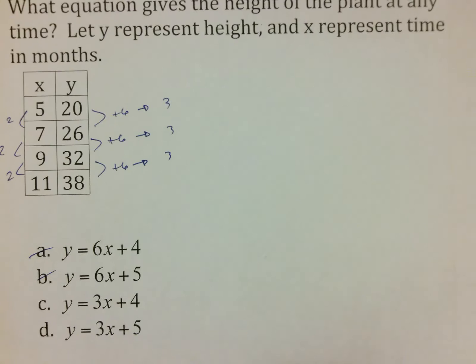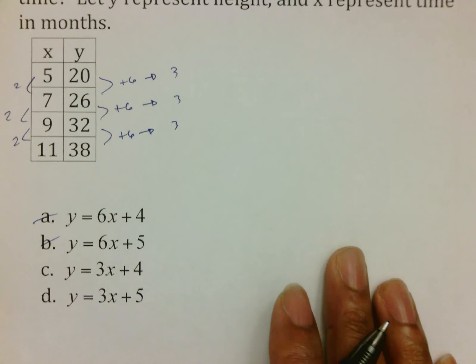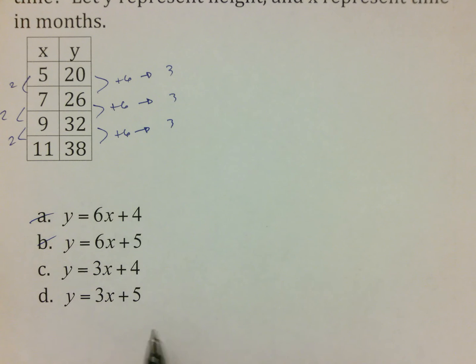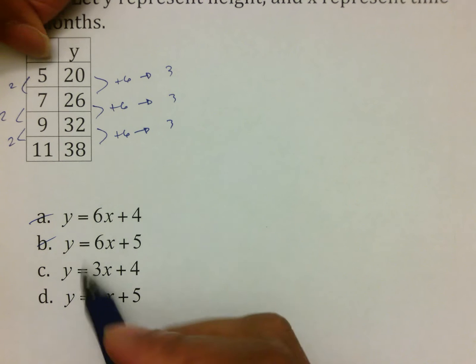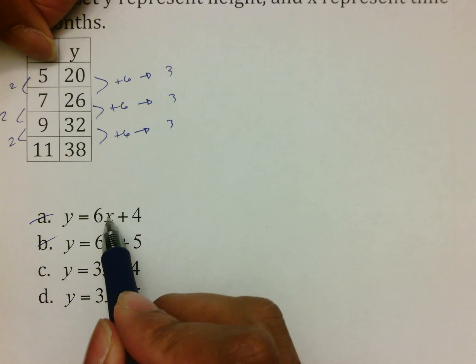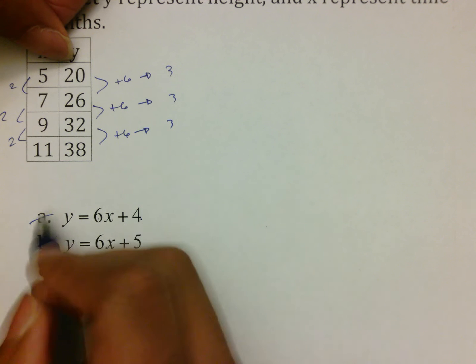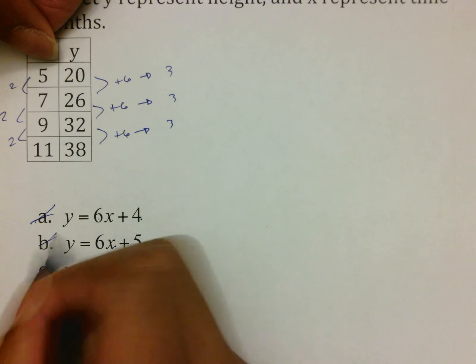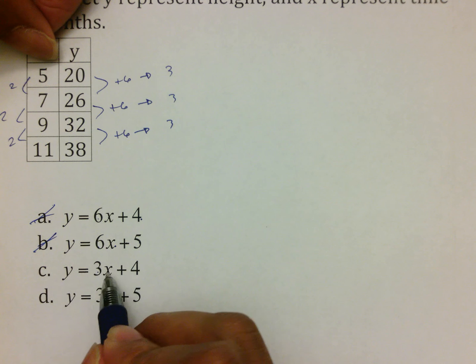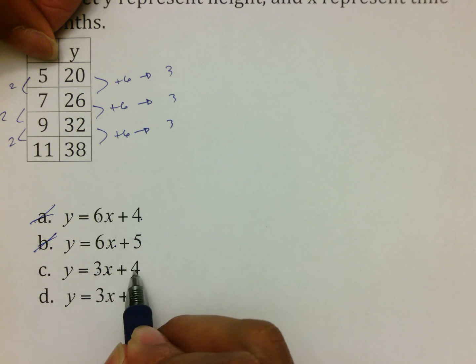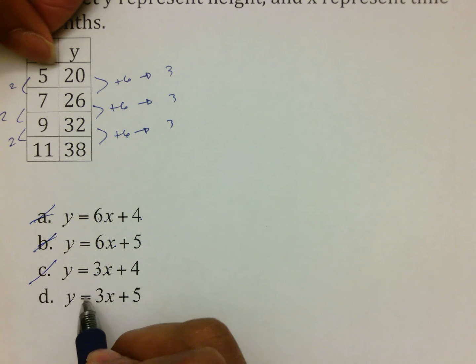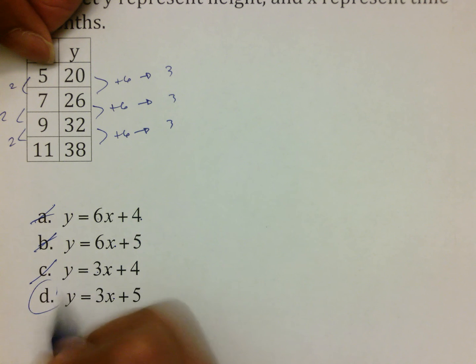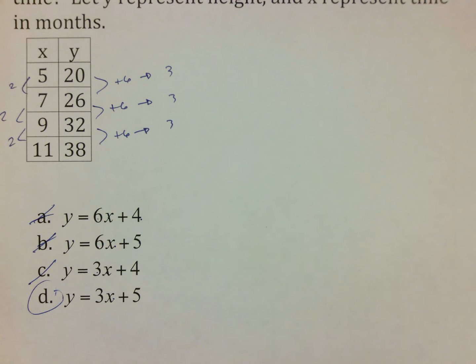Here's the thing that I would have told you, which is why I said make sure you ask me. If it's a multiple choice question, you don't even have to do all of that work. All you honestly have to do is take your x and plug it in. 6 times 5 is 30, plus 4 is not 20. Can't work. 6 times 5 is 30, plus 5 makes 35. Doesn't work. 3 times 5 is 15, plus 4 makes 19. Doesn't work. 3 times 5 is 15, plus 5 is 20. That's the only one that works. It's the only one that it could possibly be.